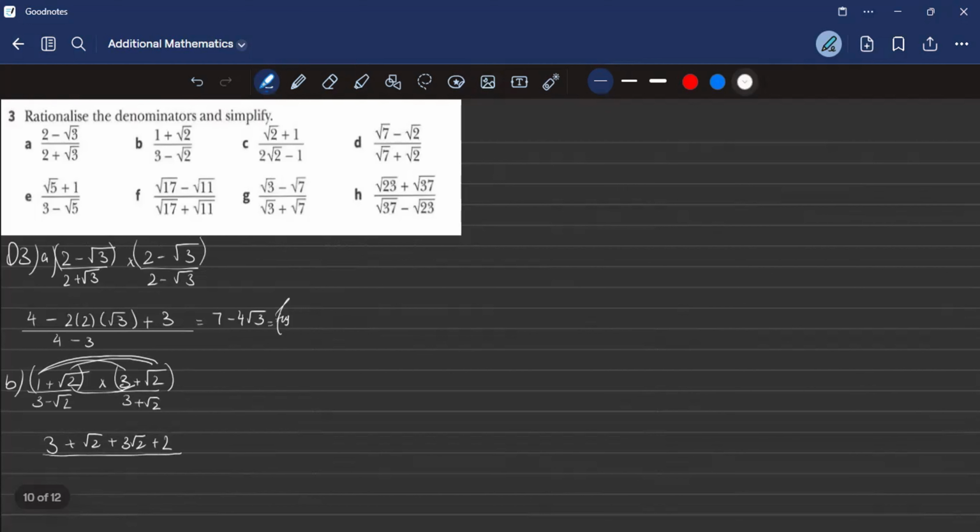Divided by a squared minus b squared, which is 9 minus under root 2 squared, equal to 2. So we simplify this. What is it? 5 plus 4 under root 2, divided by what's 9 minus 2, which is equal to 7. And that's your answer for question number 3, part B.